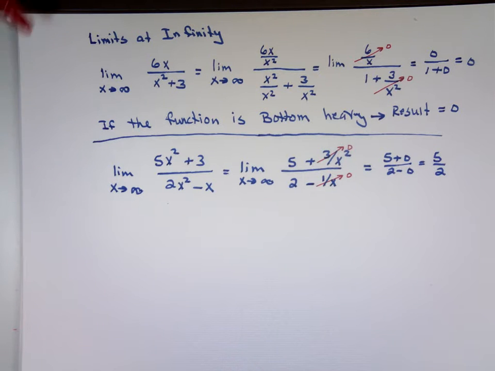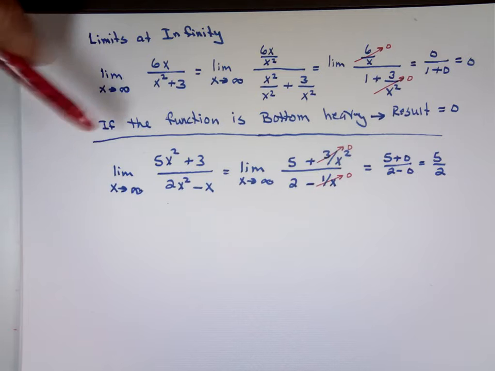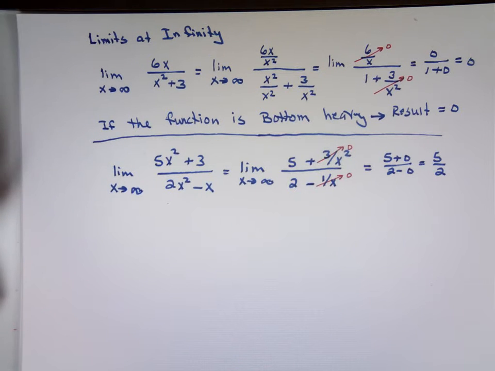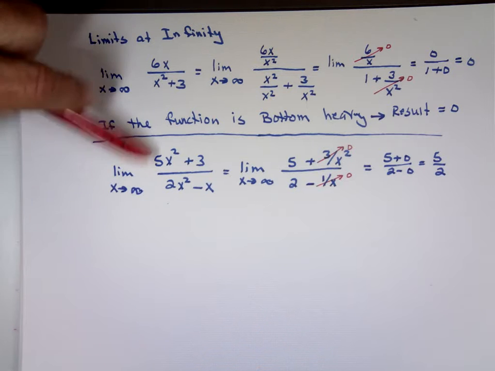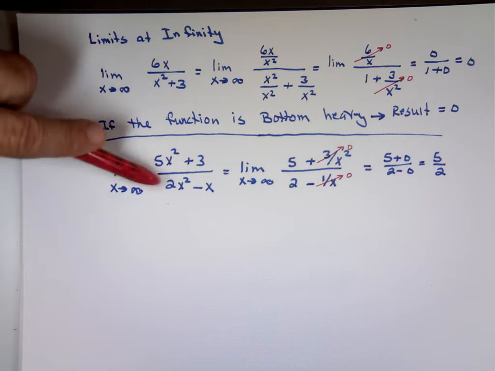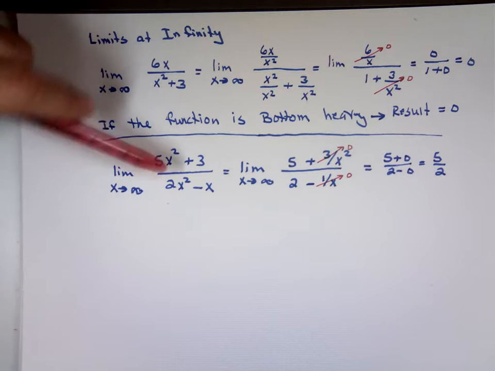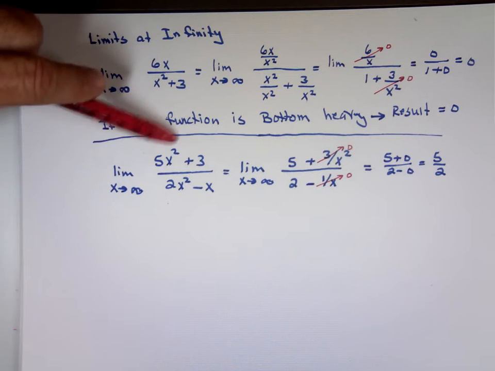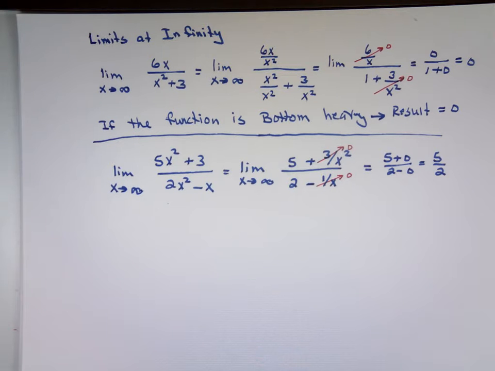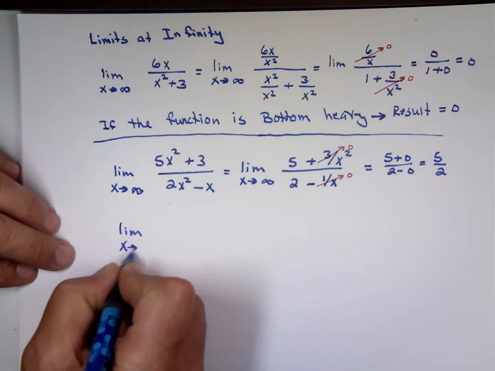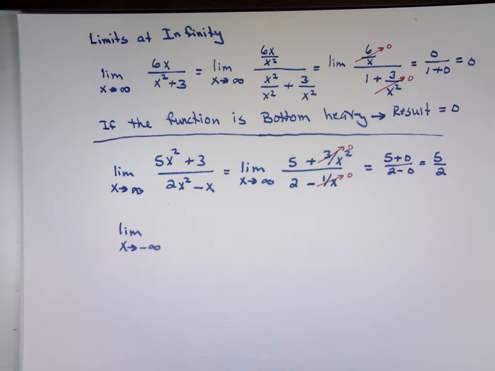You notice anything? If the highest exponent is the same on the top and the bottom, you divide what? The coefficients. That's the shortcut. If the highest exponent is the same for the top and the bottom, take the number here and divide it by that number. So shortcut from now on, if you see a problem like this, again, it doesn't matter if it's plus or minus infinity.